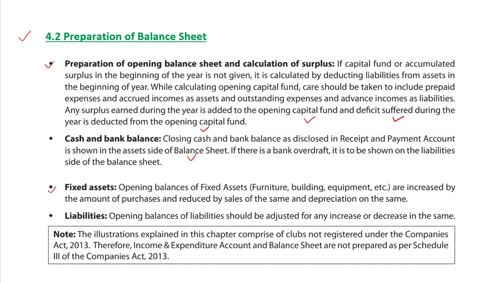Fixed assets. Opening balances of fixed assets like furniture, building, equipment, etc. are increased by the amount of purchases and reduced by the amount of sales, and depreciation is charged on the same. Liabilities. Opening balances of liabilities should be adjusted for any increase and decrease in the same.